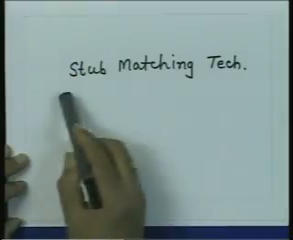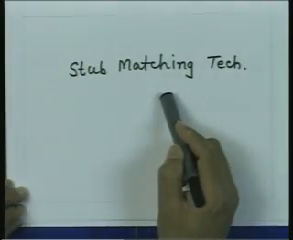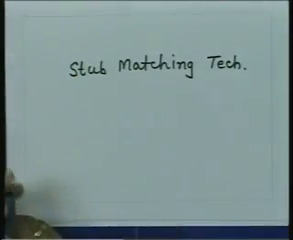I can use only one appended line to the main line, and that technique we call the single stub matching technique. If I have two appended lines to the main line, then that technique is called the double stub matching technique. So let us see first the single stub matching technique, and as the name suggests, we have the problem as follows now.